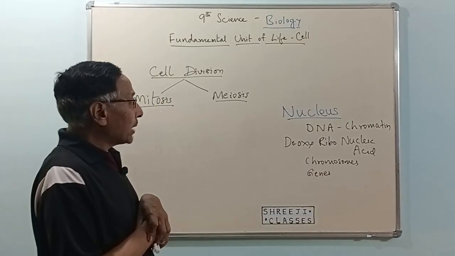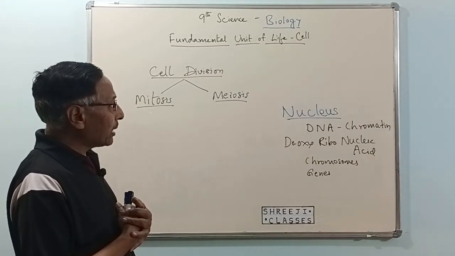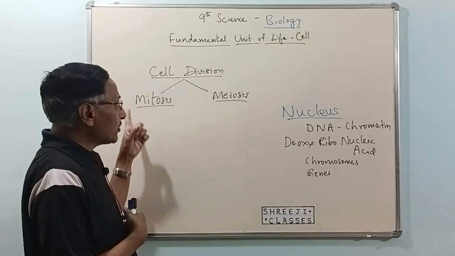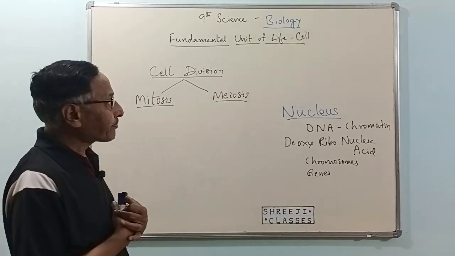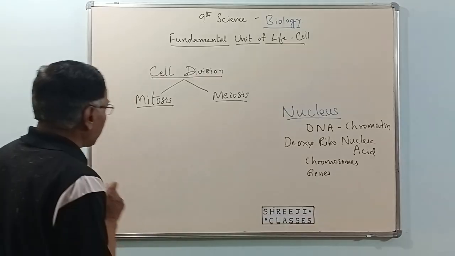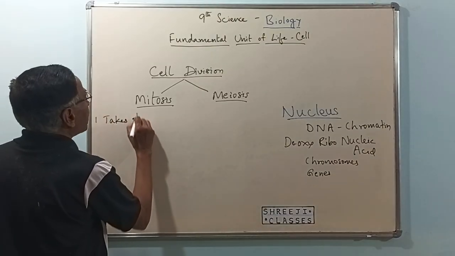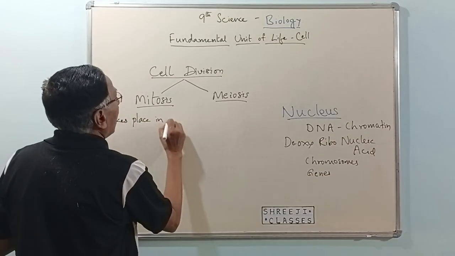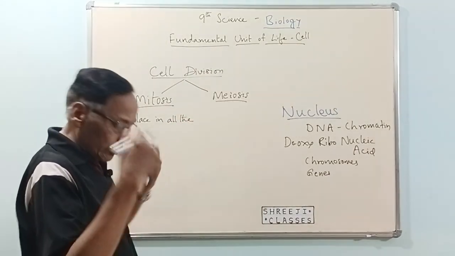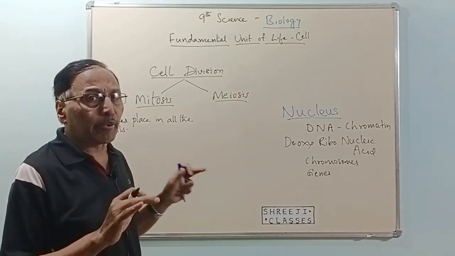Right? There are two types of cell division. One is called mitosis and another is called meiosis. There are some differences between mitosis and meiosis. Mitosis takes place in all the cells. Whichever part of our body is there, mitosis takes place in all the parts of our body.